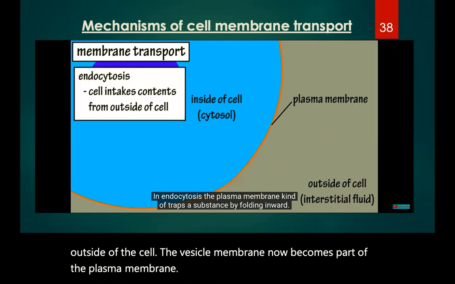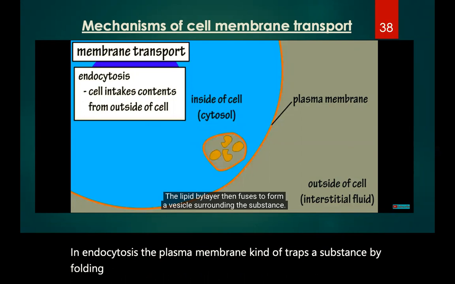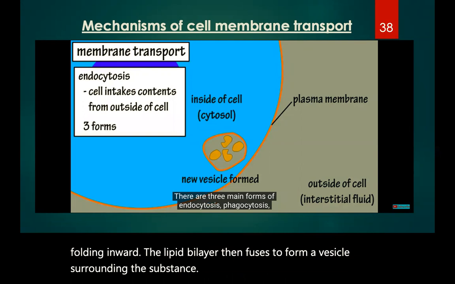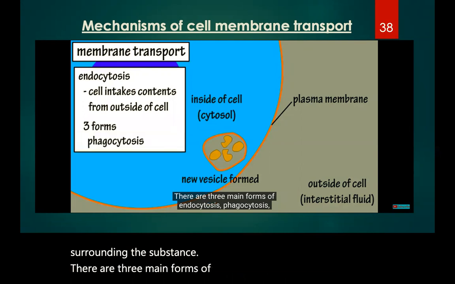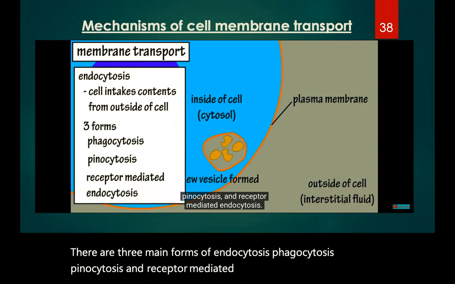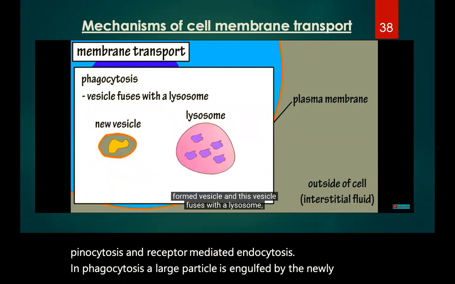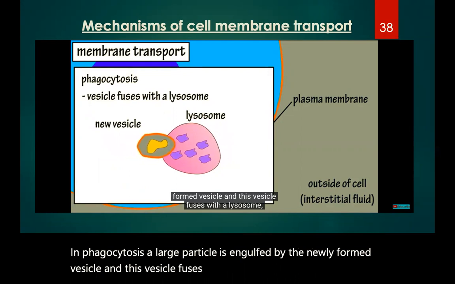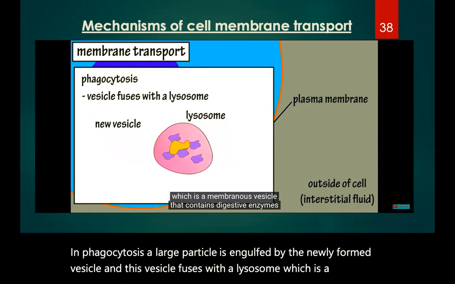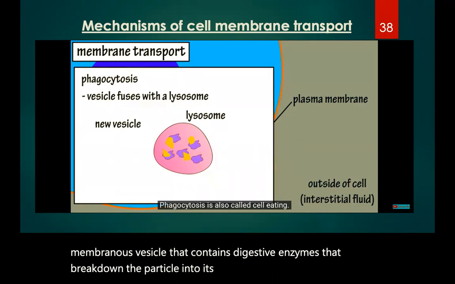In endocytosis, the plasma membrane kind of traps the substance by folding inward. The lipid bilayer then fuses to form a vesicle surrounding the substance. There are three main forms of endocytosis: phagocytosis, pinocytosis, and receptor-mediated endocytosis. In phagocytosis, a large particle is engulfed by the newly formed vesicle, and this vesicle fuses with a lysosome, which is a membranous vesicle that contains digestive enzymes that break down the particle into its component molecules. Phagocytosis is also called cell eating.